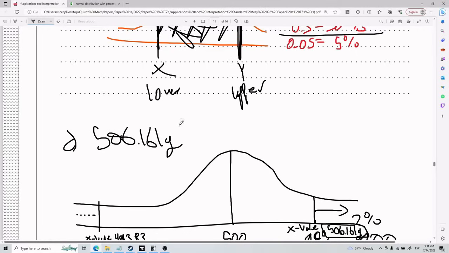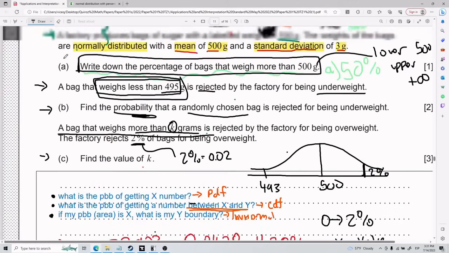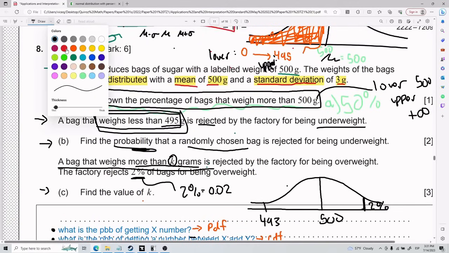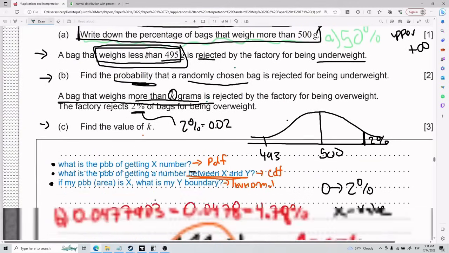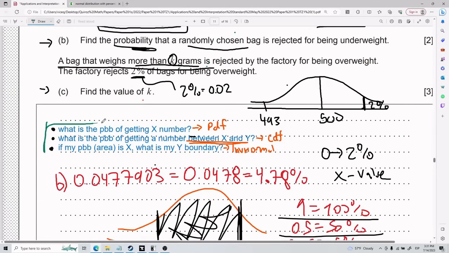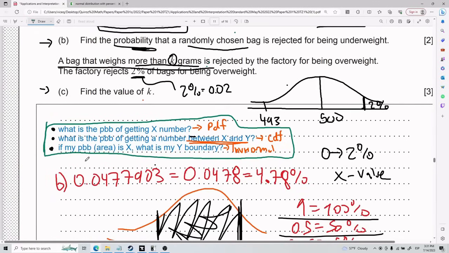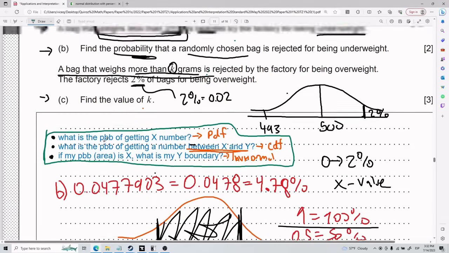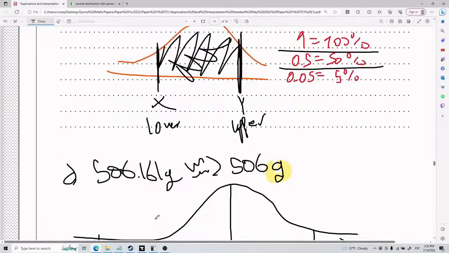So in 3 significant figures, we would say it's 506. Don't forget units, grams. All right, so that is for number 8. I think the most important thing, in my opinion, honestly, is understanding your 3 tools. If you understand what PDF, CDF, and inverse normal do, and intuitively when to use which, you're good to go, straight up. That is for number 8.